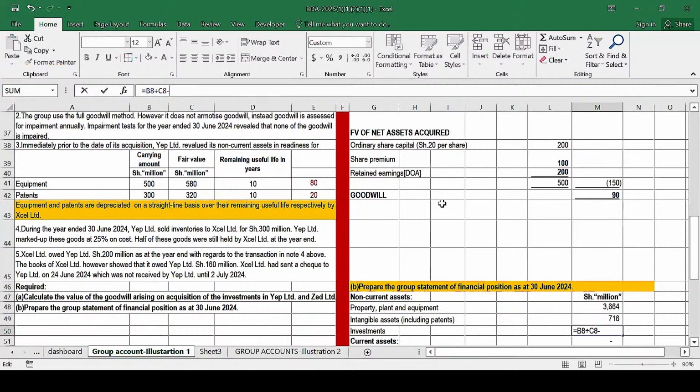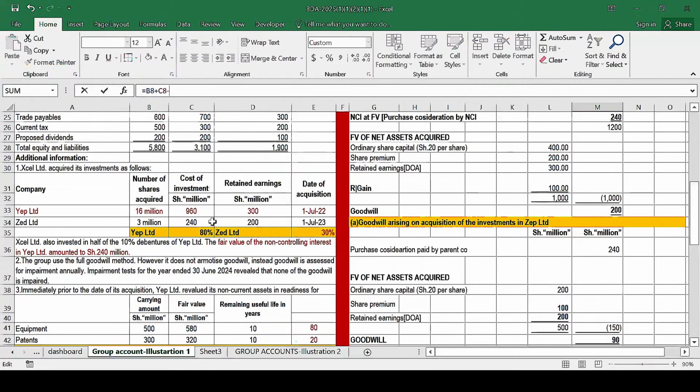To this, I will less the amount which was paid by the parent company in acquiring shares of the subsidiary. This one is included within that amount of 14. I will less that. I will also less the amount which was paid in acquiring shares of associate. This one.